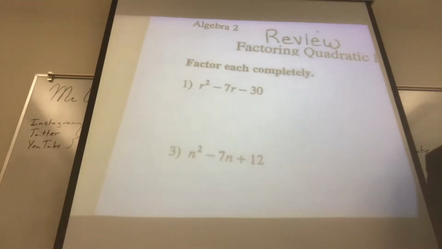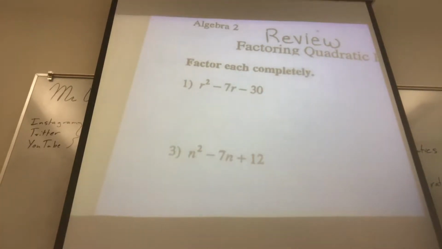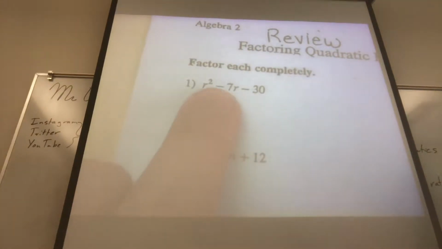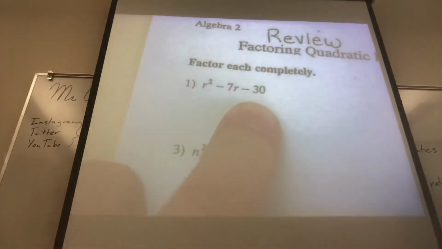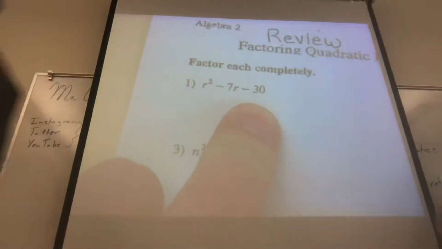Okay, so here's some selected problems from the review I'm making a video on. This should be pretty representative of everything that's going to be on there. So we've got r squared minus 7r minus 30. We are looking for the factors.